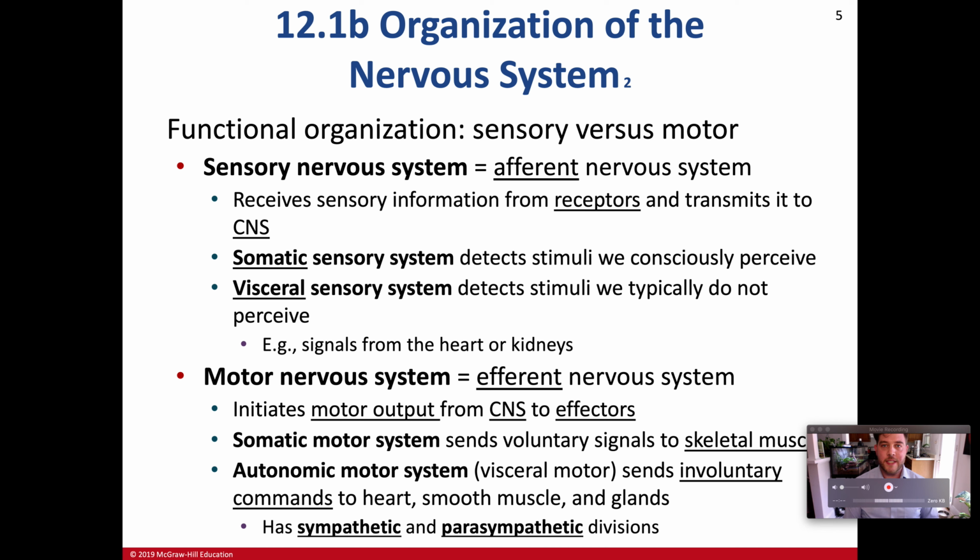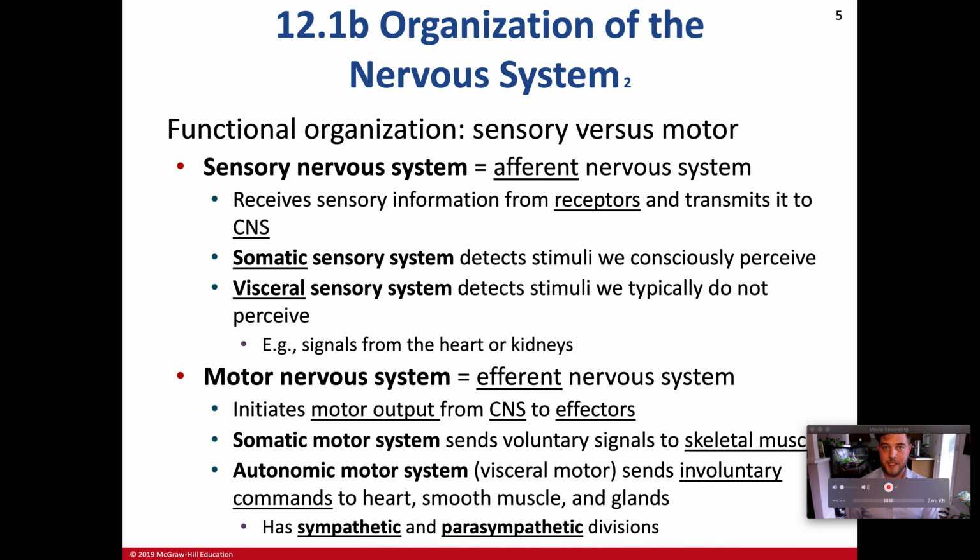The autonomic nervous system is going to send involuntary commands to your heart, your lungs, your organs, all your internal body processes. It is divided into two parts, both the parasympathetic and the sympathetic nervous system, those divisions that we get into in a couple of chapters. But just go ahead and introduce those now. You have both the somatic and the autonomic systems within your motor system. And then within the autonomic, you have the sympathetic and the parasympathetic.